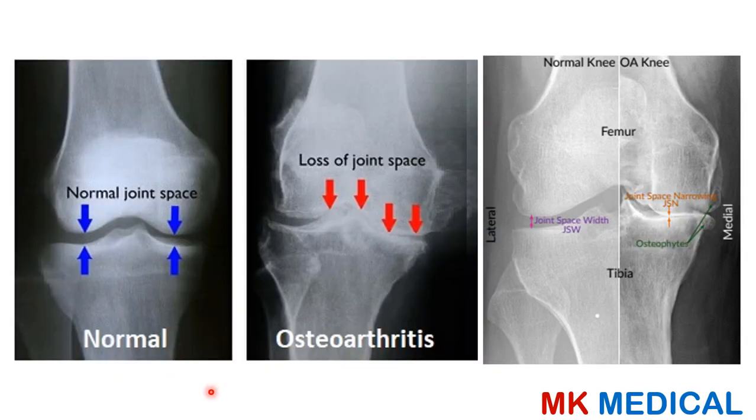Here is an x-ray of a normal joint. As you can see, you have a uniform space in the joint, whereas here with osteoarthritis, you have loss of the joint space. Then you also have these osteophytes that we can actually see over here. So that's osteoarthritis of the knee.